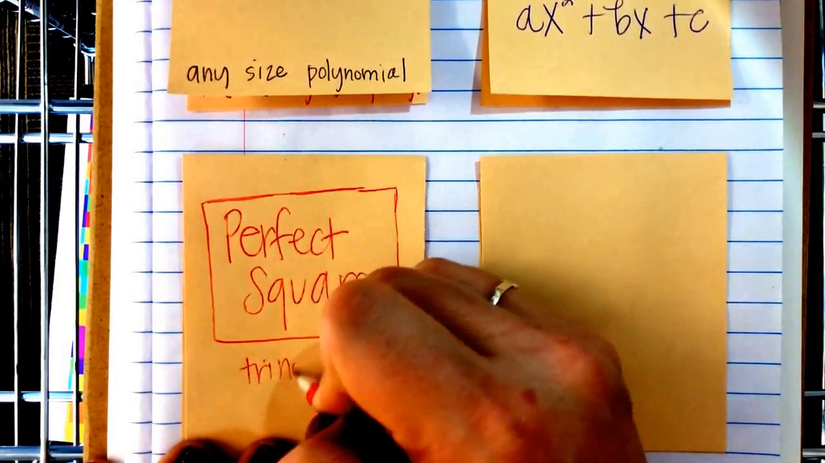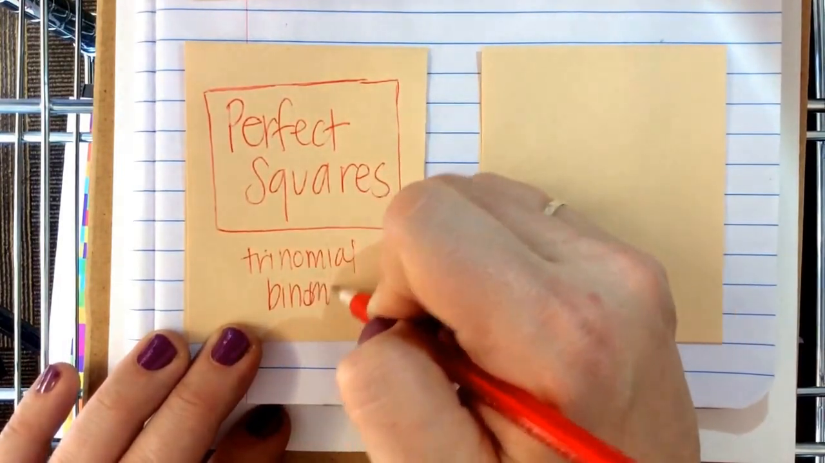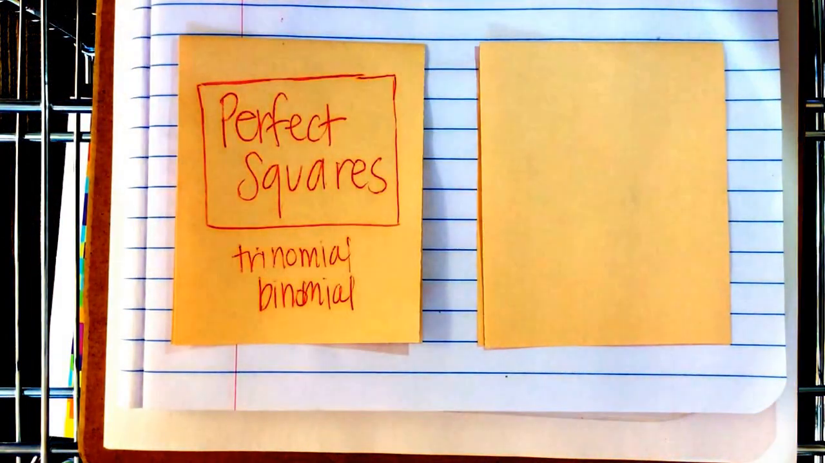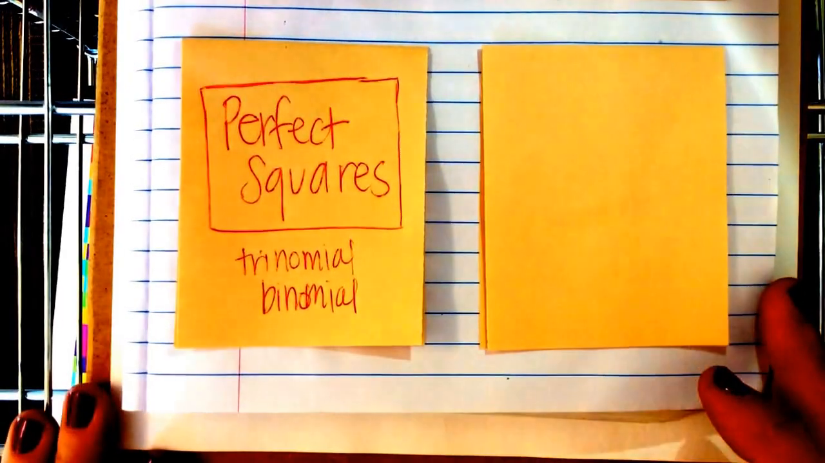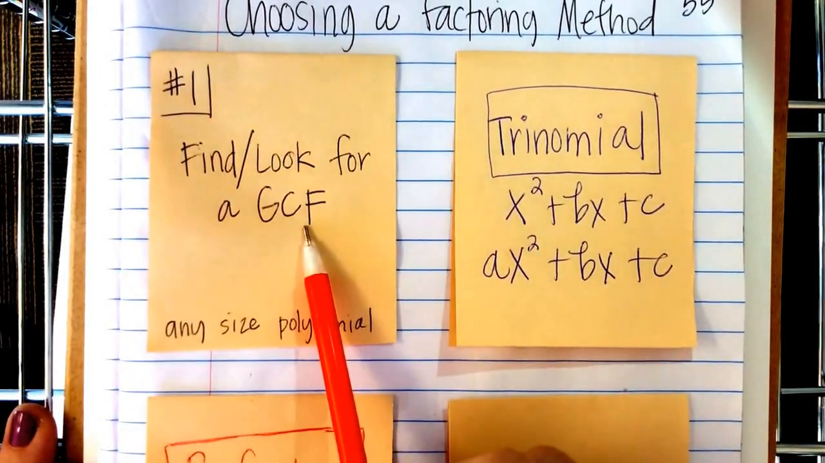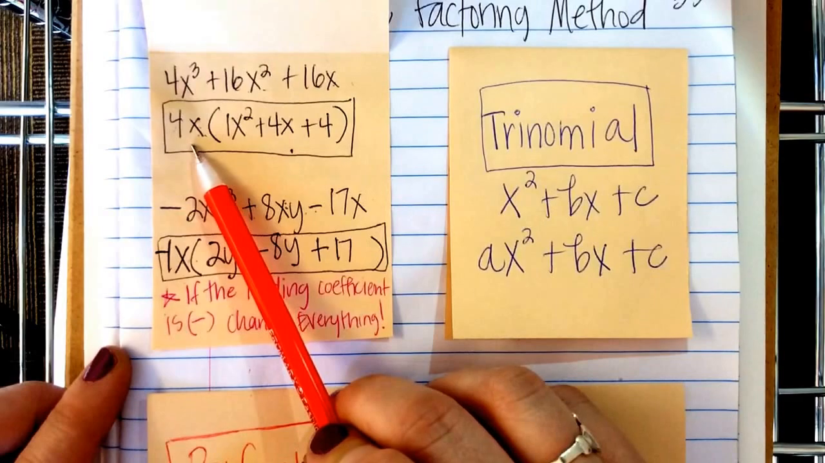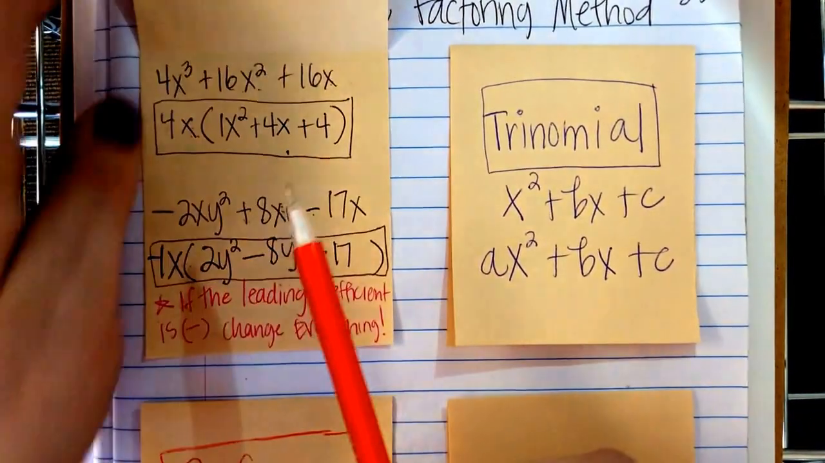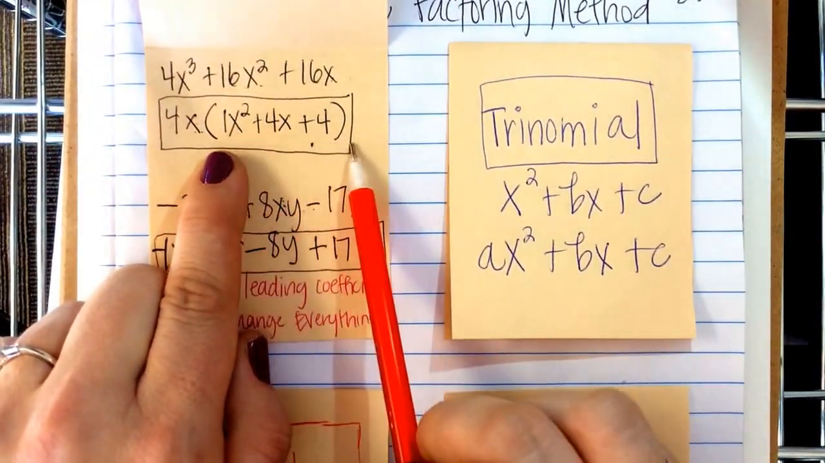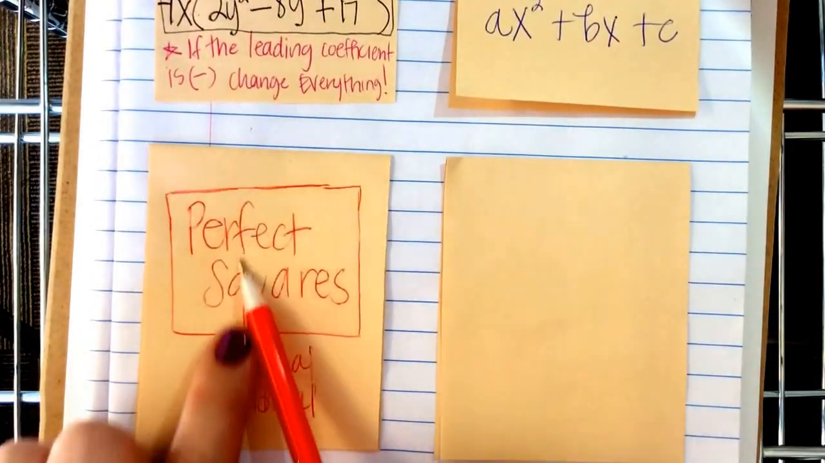This could be a trinomial. Or what else could it be? A binomial. First step is to look for greatest common factor. If there is a greatest common factor, factor it out. If there's not a greatest common factor, you can skip step one. But if there's a greatest common factor, factor it out. Now I have this problem. I can either go the trinomial route, or I can look to see if it's perfect squares.